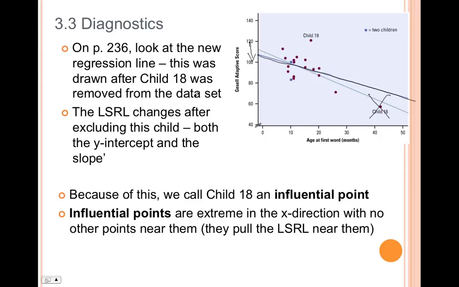Because the least squares regression line changes after I exclude this child, we call child 18 an influential point. Influential points are typically points that are x direction extremes, okay? They pull the least squares regression line near them. So if I get rid of them, the line kind of shifts back to where it probably should have been to begin with. Does that make sense? So if I get rid of kid 18, it moves the regression line. If I get rid of kid 19, it doesn't really have an impact on the regression line. So they're both outliers, but child 18 is more influential.